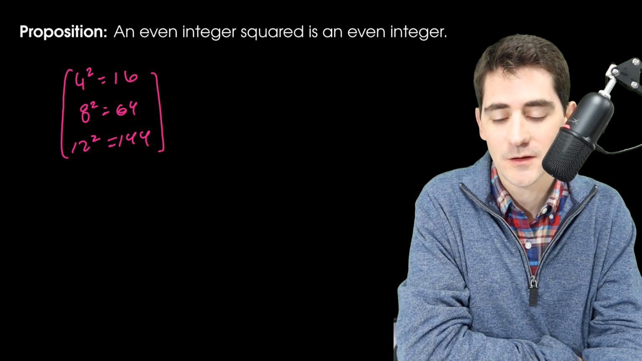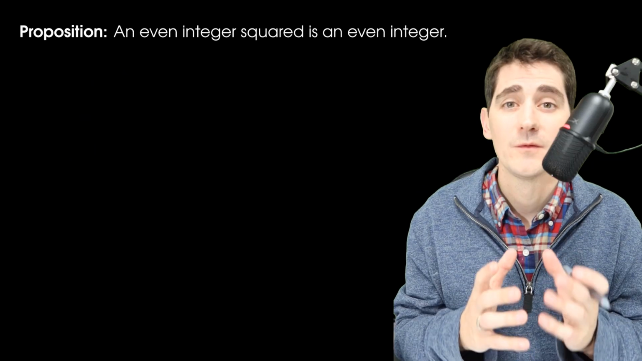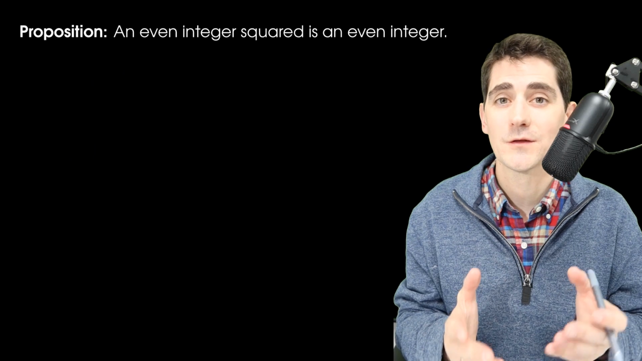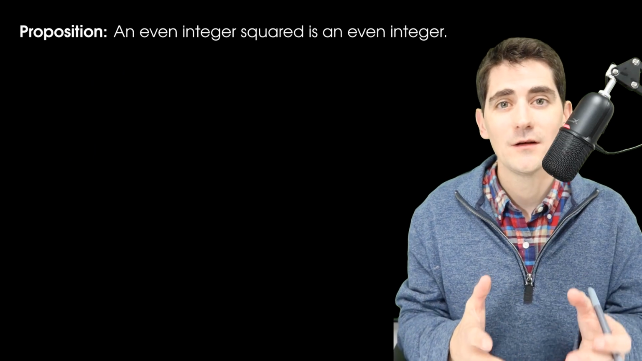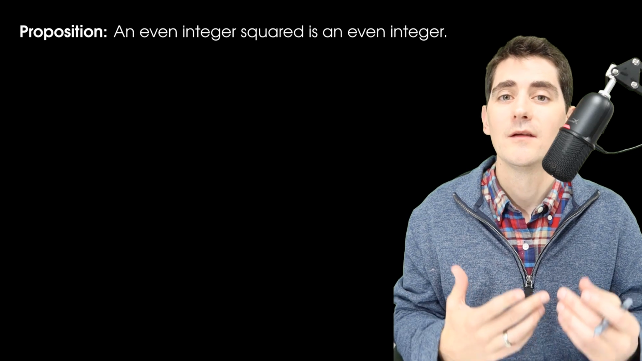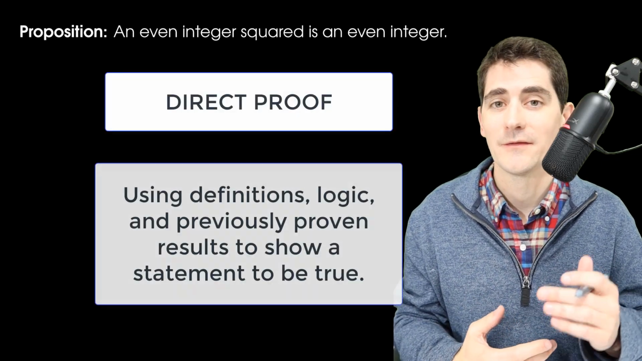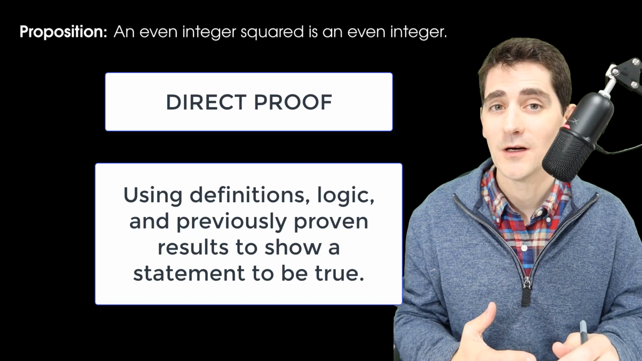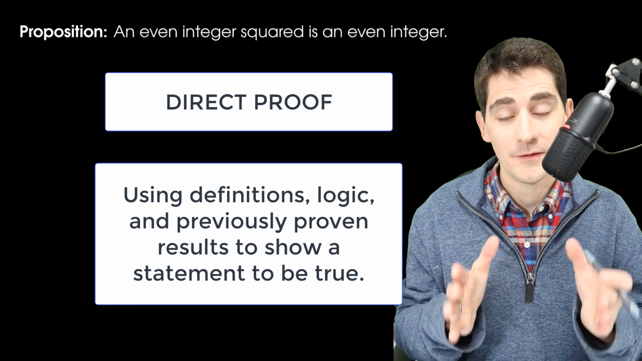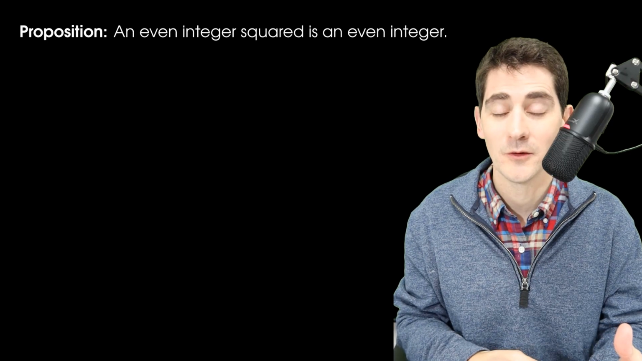Now, before we actually prove our proposition here that we think that an even integer squared is an even integer, we need to know what kind of proof techniques are available to us. The first one is called direct proof, and the way direct proof works is that we just take definitions, basic logic, and other proved results just to verify that this is a true statement. And that's the technique we're going to look at today.